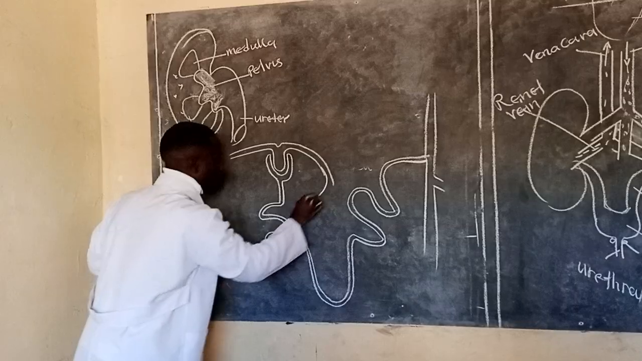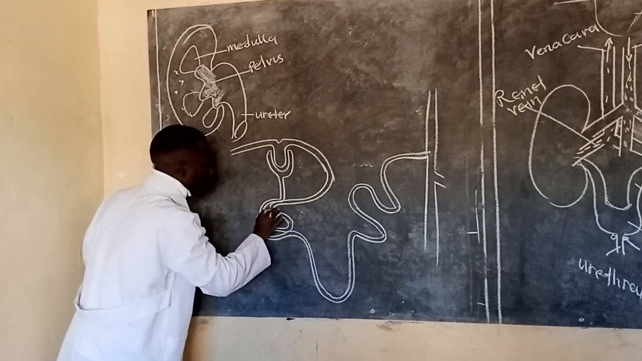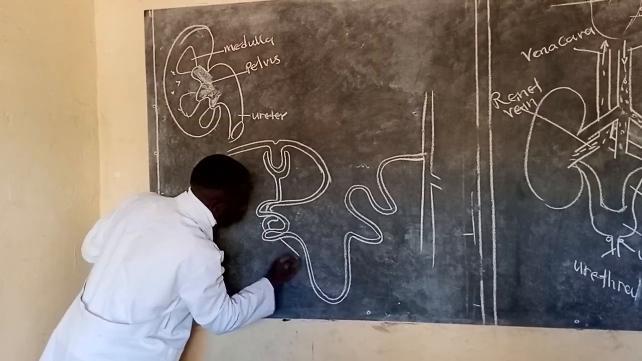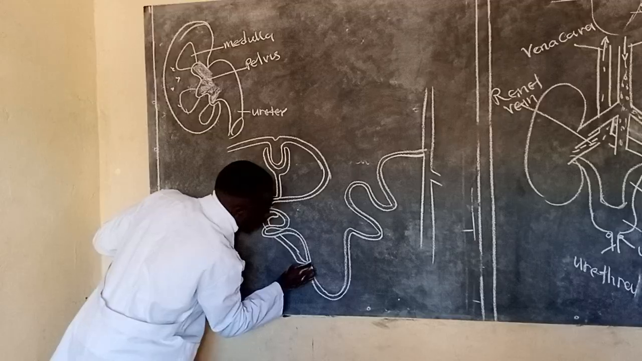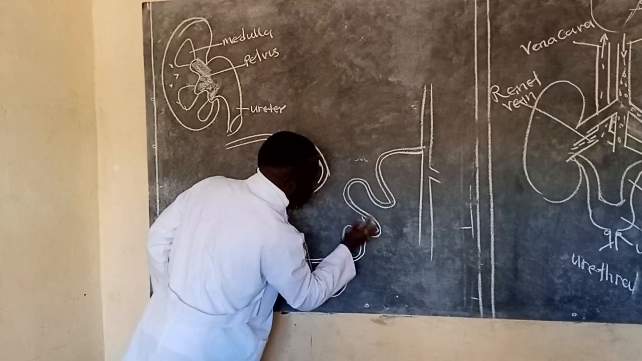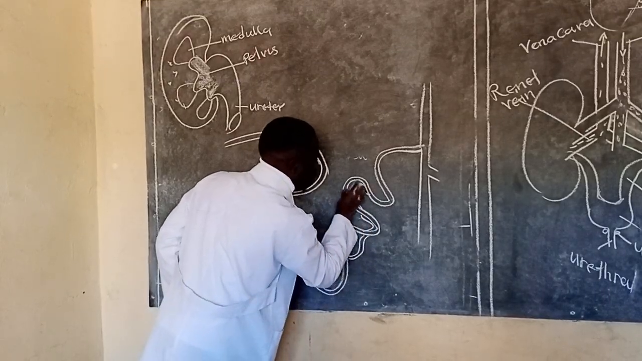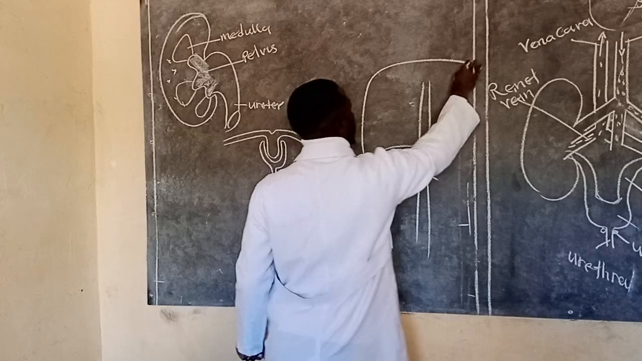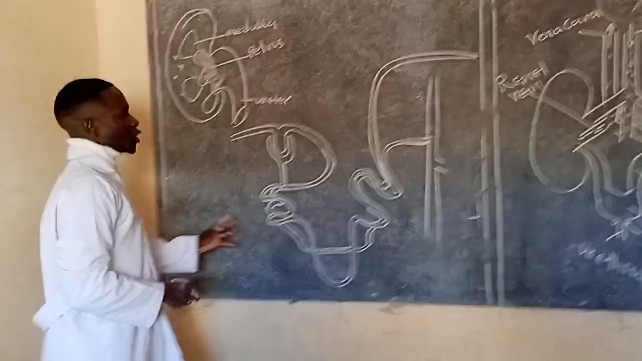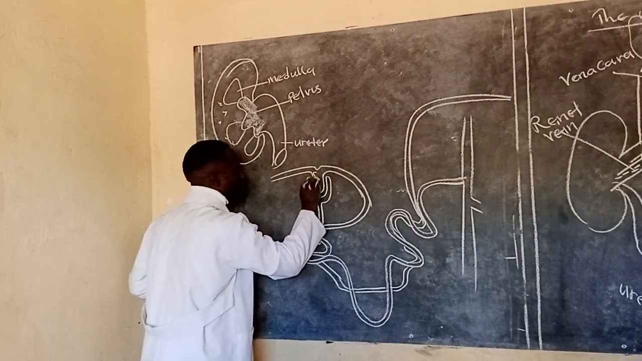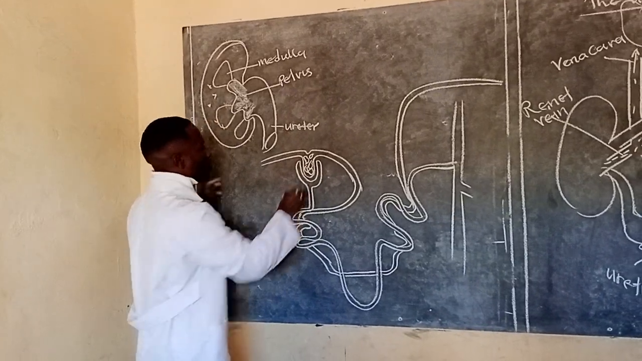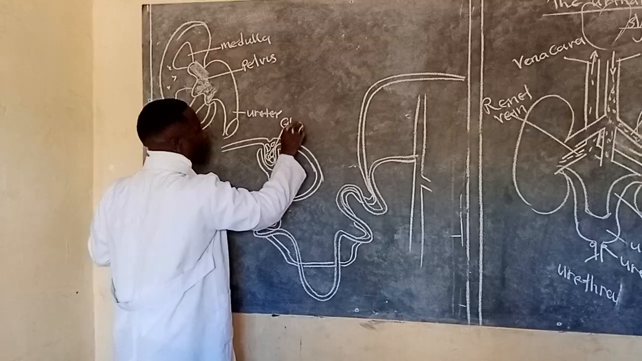Now look at this. Then we also have here where the tubes are entangled with each other. Another one is here. Now let me explain each of these. Here we have what we call the glomerulus. Are we together? This structure here is called the glomerulus.